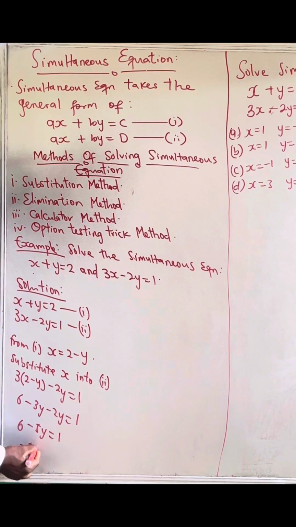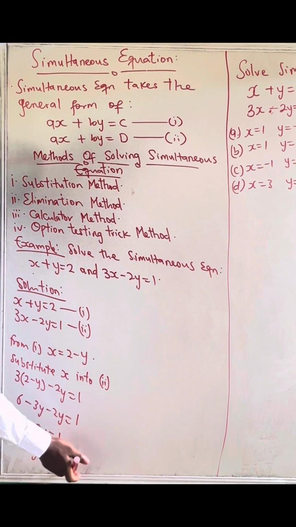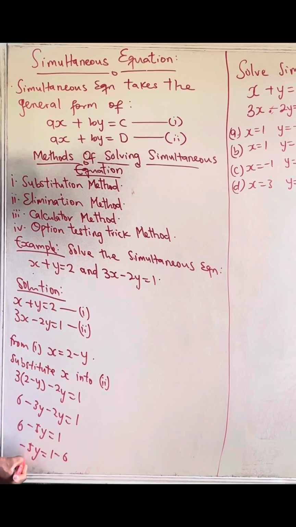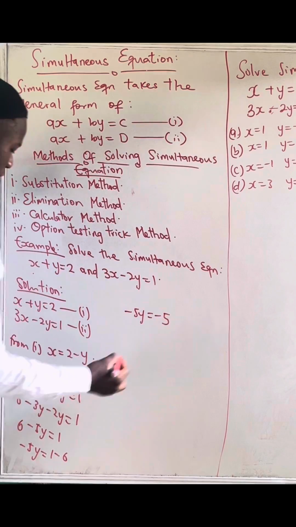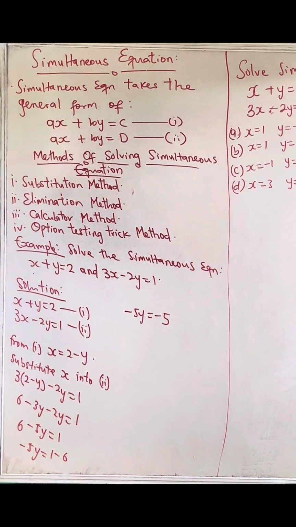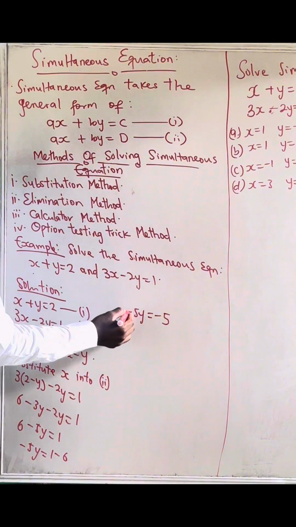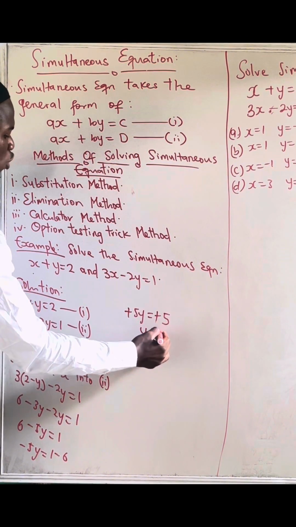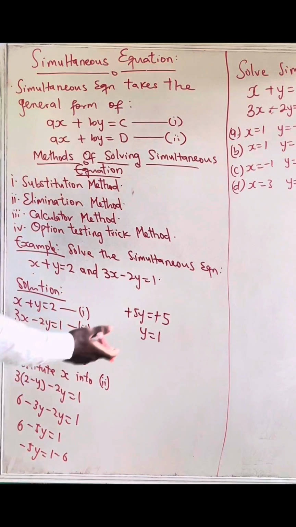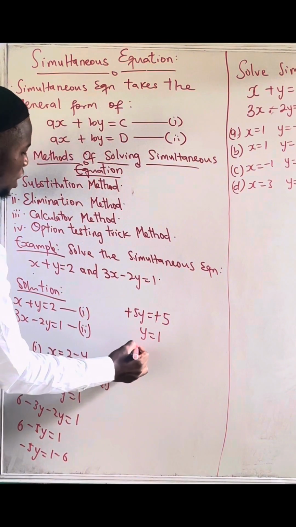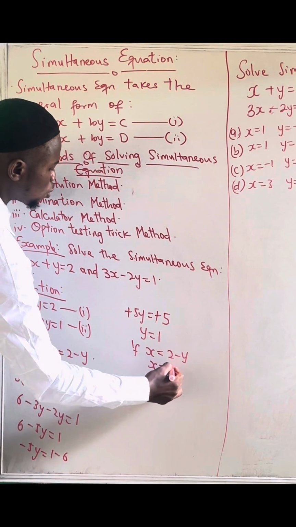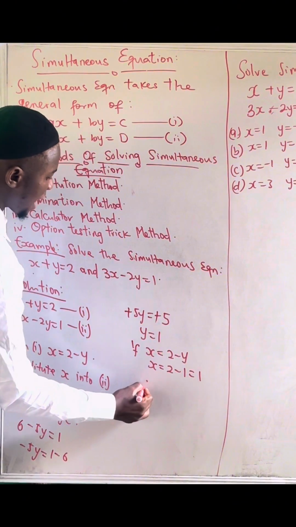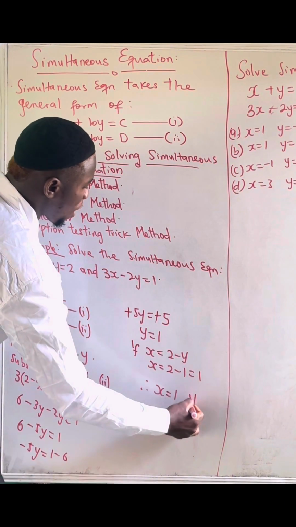Then this will be minus 5y equals 1 minus 6, because if this 6 goes to the other side, it turns to what? Minus 6. So this will be minus 5y equals minus 5, because 1 minus 6 is minus 5. Do you get that? Therefore, minus cancels minus, then y equals 1. So the value of y is 1. Once I've gotten the value of y, I will say if x equals 2 minus y, then x equals 2 minus 1, which equals 1. Therefore, x equals 1, y equals 1.